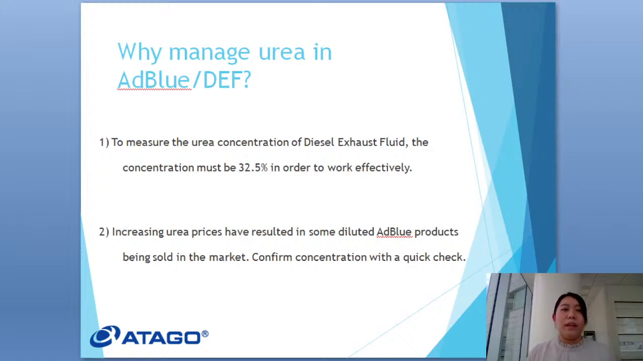The concentration must be 32.5%, but there are some products being sold at maybe about 30 or lower. So by managing the urea, not only the company that's making it, but also the one who's purchasing it can check the concentration in order to make sure it's the correct percentage.